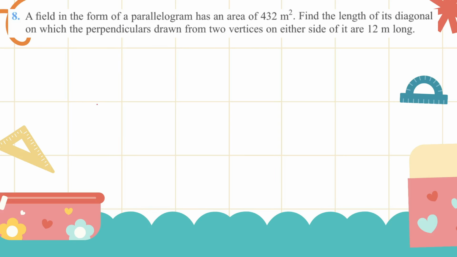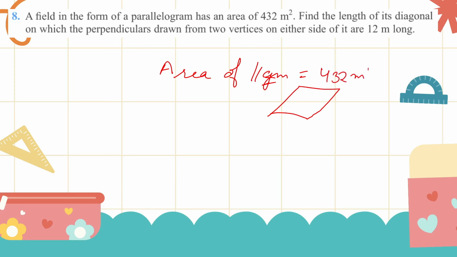Now our next sum, what is given? A field is in the form of a parallelogram. Now I hope all of you understand up to now what the shape of a parallelogram is. What is given? The area is given. Area of parallelogram is given as 432 meter square. Find the length of its diagonal on which the perpendiculars are drawn from the vertices on either side.